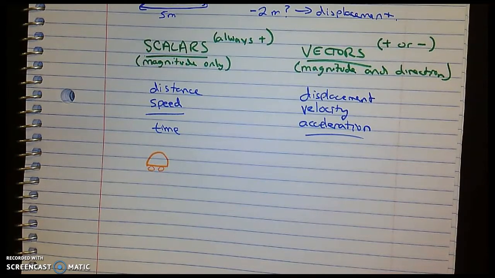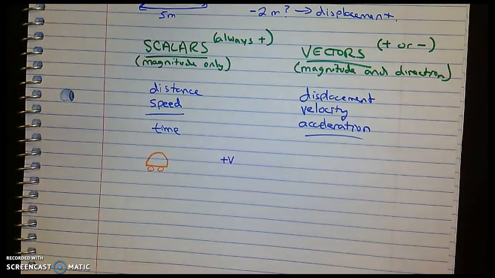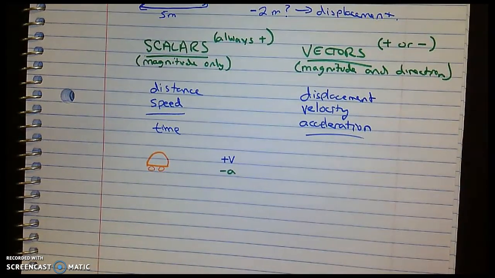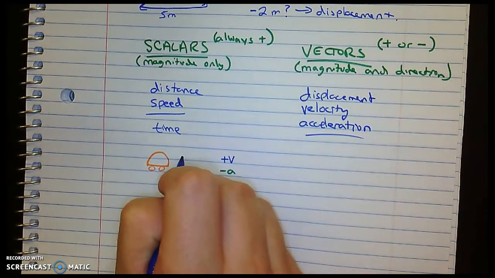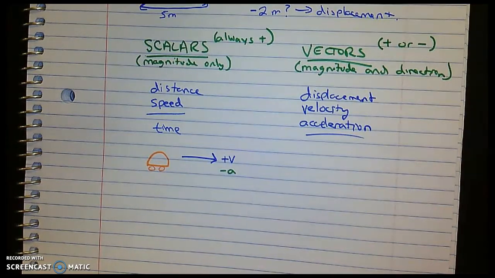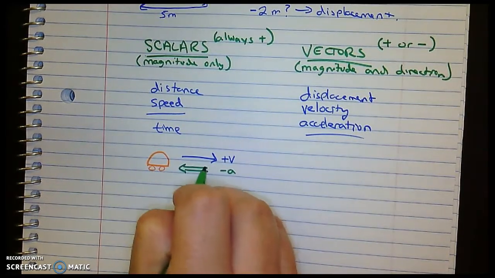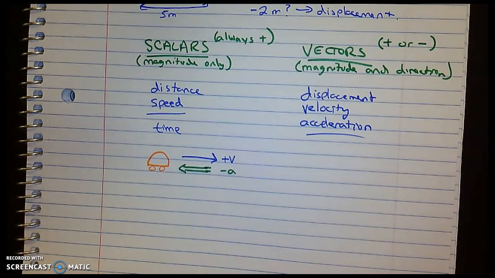magnitude and direction, right? So for example, I can say that the car has a positive velocity, and I could say that it has a negative acceleration. But I want you to get in the habit of thinking about what that means. Positive velocity just means that the vector is pointing forward. Negative acceleration, all that means is that it's pointing backwards.